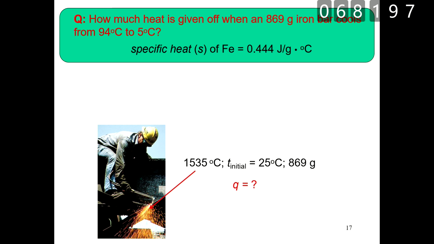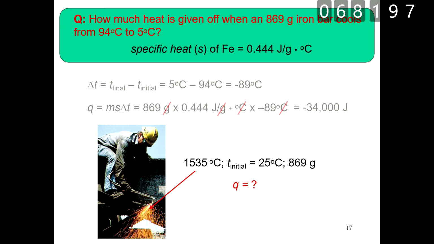So what does this mean? The system loses or gains energy? Loses, yes. When the temperature changes from 94 to 50, of course, the system loses energy. Okay? Understand the question? So here, you can see this is temperature change, and the number is minus, which means the system loses energy.